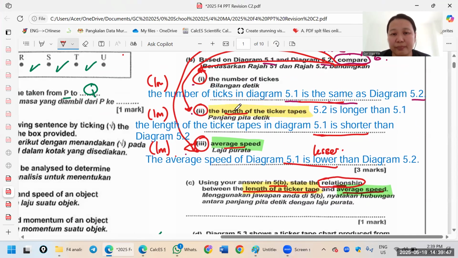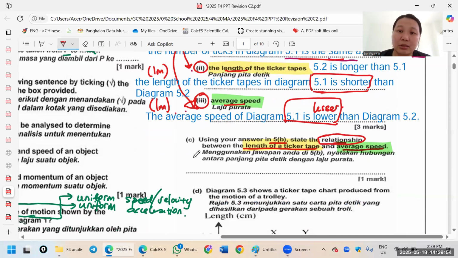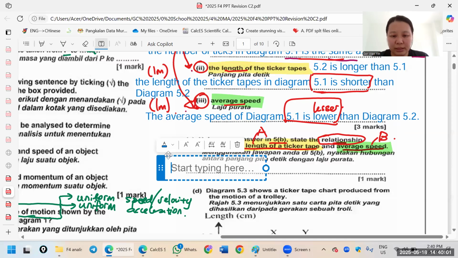Length and ticker tape. Now, length of ticker tape and average speed. You can see 5.1 shorter, 5.1 lesser. Yes, so we can copy back. This is A and this is B. So we say please start with the sentence with when. When, according to the teacher who marked paper 3, she said, when is a must. Format sentence. So we follow.